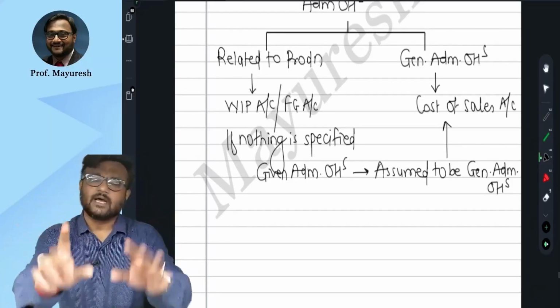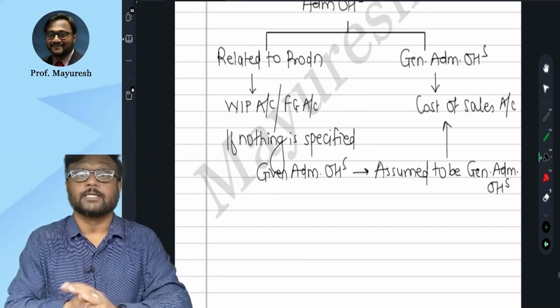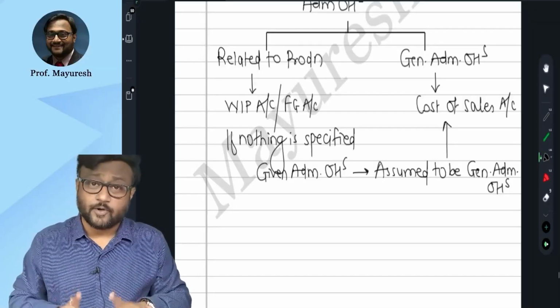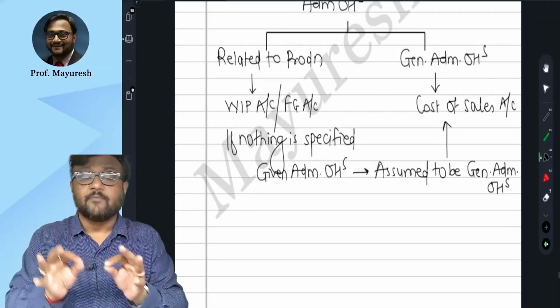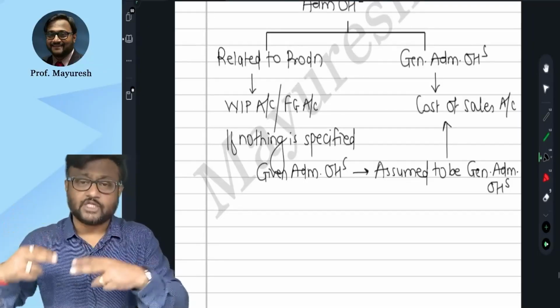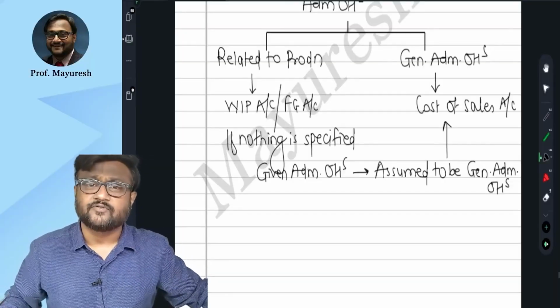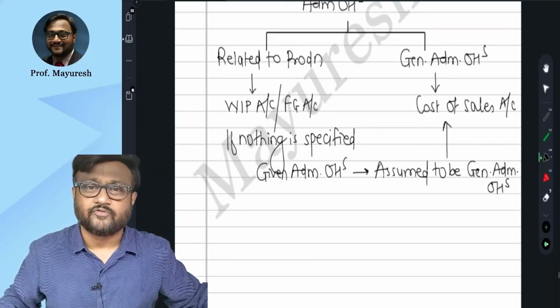So to incur overheads there is only one entry: respective overhead debit to CLC. But after that, if you are absorbing production overhead, let it be part of production, WIP debit to production overheads. If you are dealing with admin general or selling and distribution overhead, cost of sales will be debited and these two overheads will be credited. Admin related to production, some people transfer it to finished goods. Ideally, it should be part of WIP.